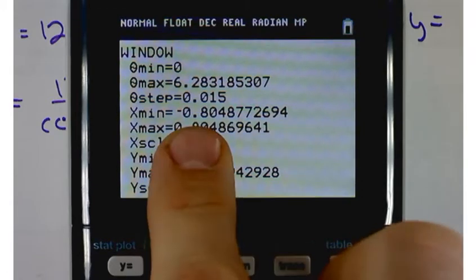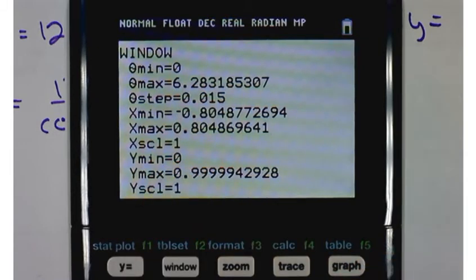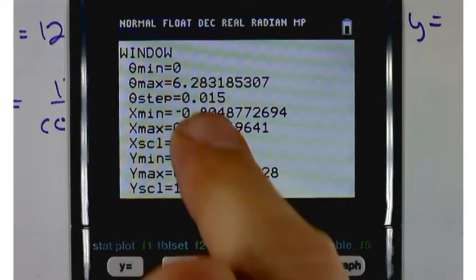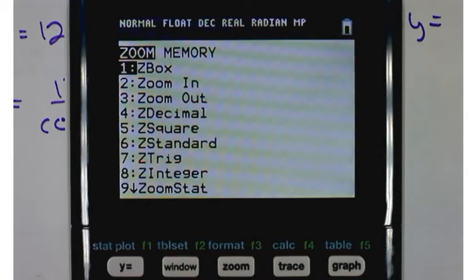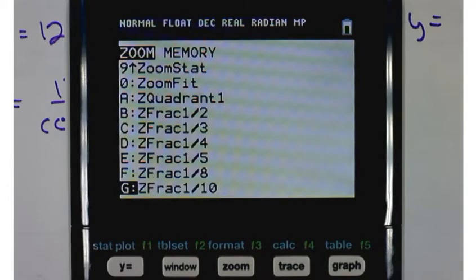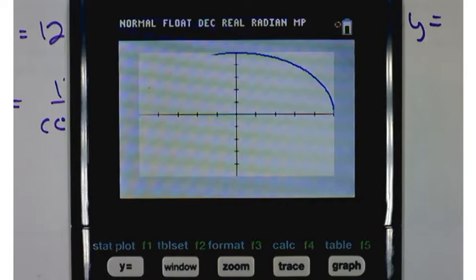As far as the x min and x max are concerned, it's tough to look at these things and know. So here's a little shortcut for you. Instead of trying to deal with all that ourselves, hit the zoom key and then zoom 0. So zoom 0 is zoom fit. It will adjust your window to perfectly fit your graph. So you should get something like this. Now, does that look like a circle?